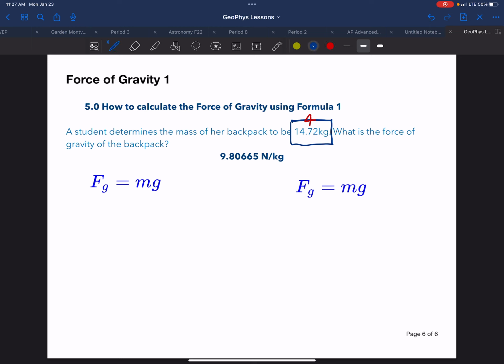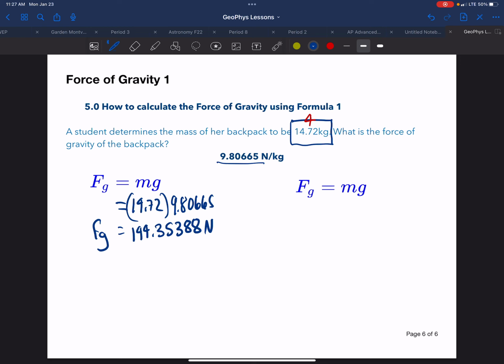We're going to do this the simple way first, which is to put in our mass, 14.72, and we'll use the full constant. We cannot go wrong with that, 9.80665. And when we finish that answer, we get 144.35388 newtons.